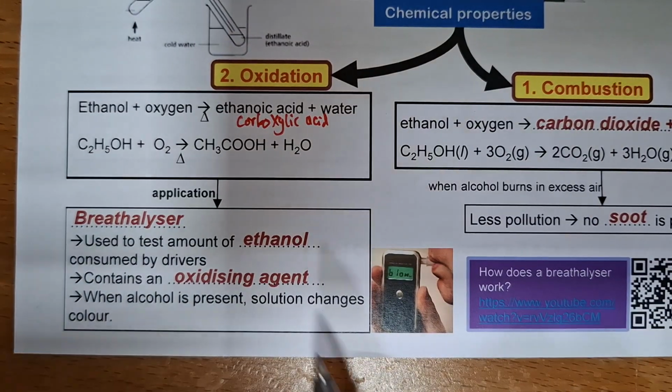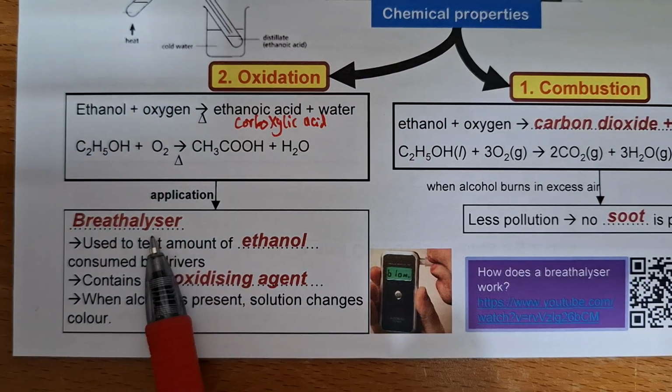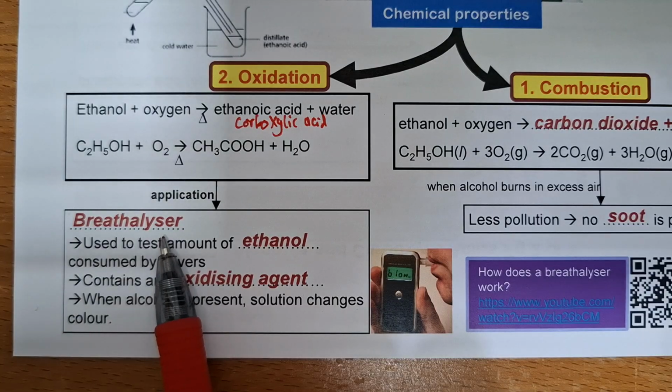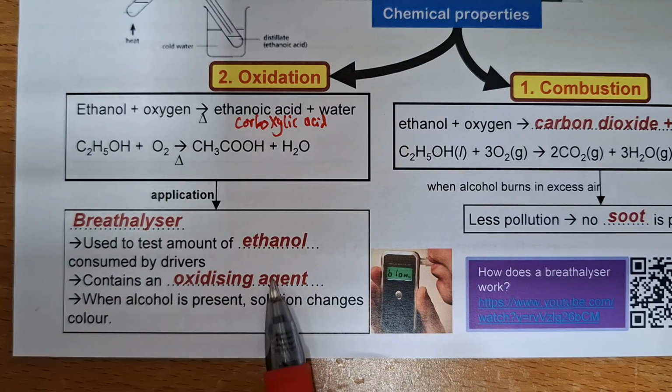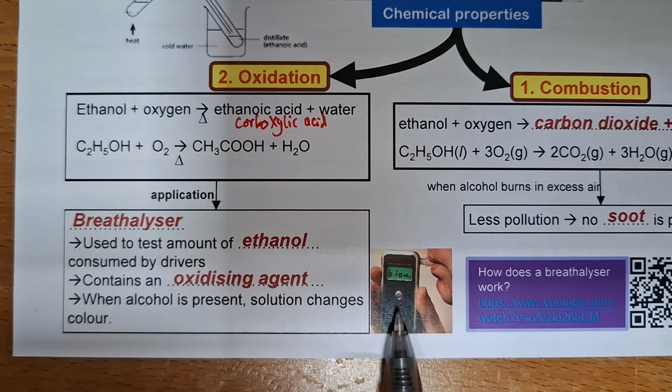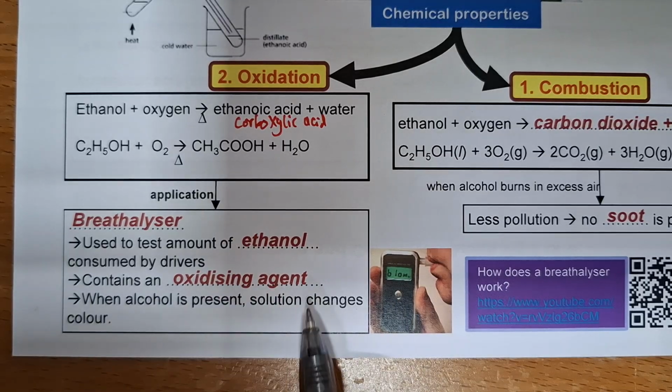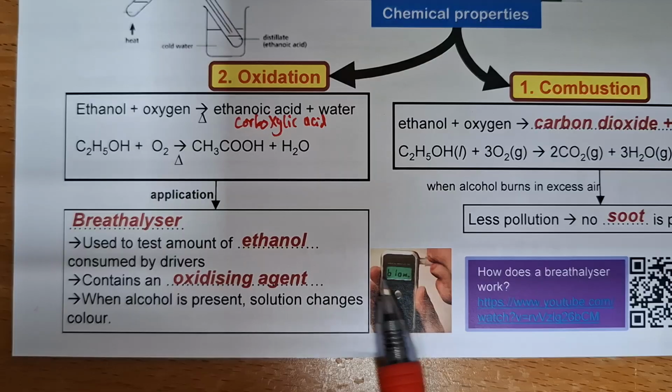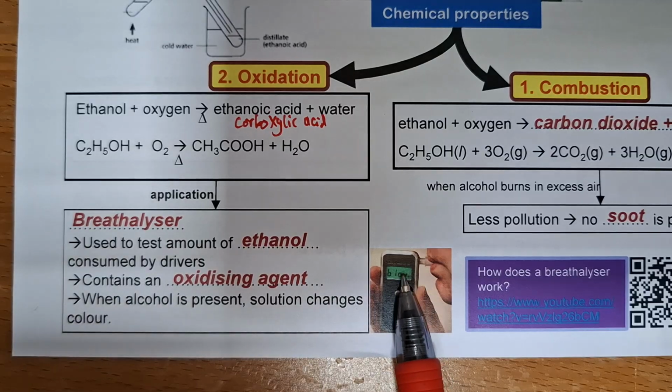One application of oxidation of alcohol is the use of the breathalyzer, where the traffic police use it to catch drink drivers. Inside the breathalyzer there is an oxidizing agent. When the driver drinks alcohol, there will be alcohol present in his or her breath, and this alcohol will be oxidized by the oxidizing agent in the breathalyzer, producing carboxylic acid, which will be detected and shown as a reading on the breathalyzer device.